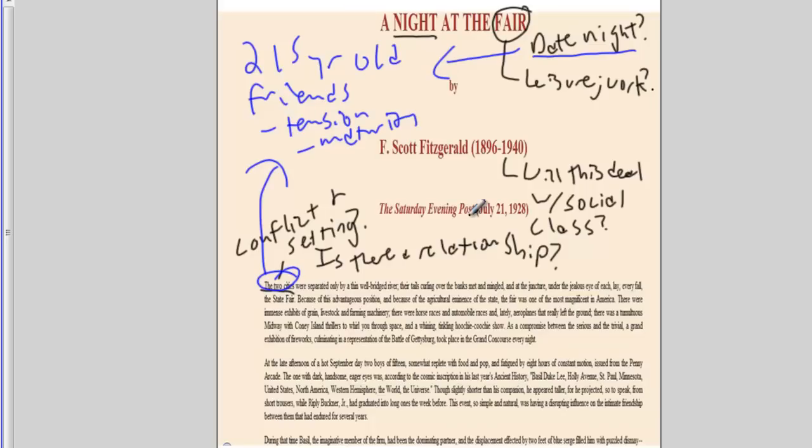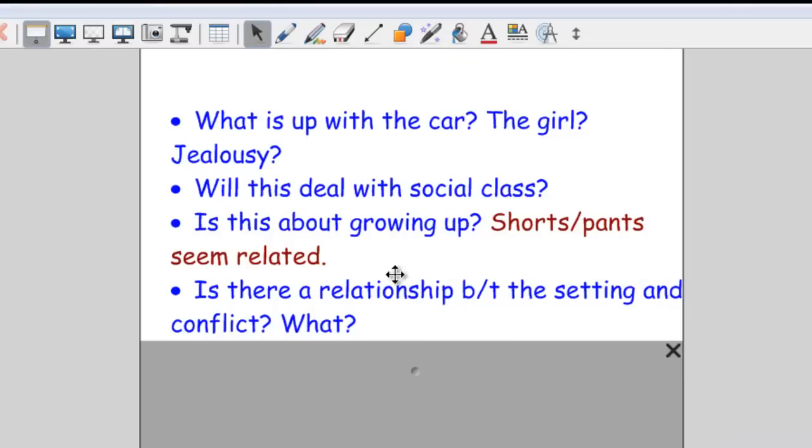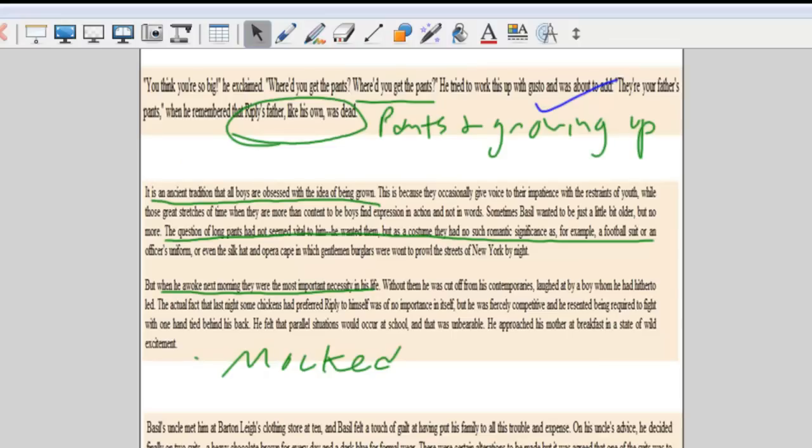What other questions do I have? Well, what's the role of the car, the girl? Will she come back? Will something happen there? Is this about growing up? Lots of questions. Now I've put my questions into a more formalized list. These will be a guide as I read to help me focus on things that are important in the story.